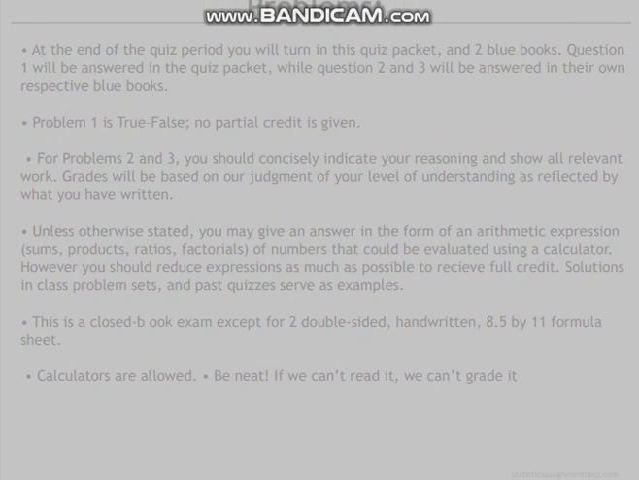Problems: sums, products, ratios, factorials of numbers that could be evaluated using a calculator. However, you should reduce expressions as much as possible to receive full credit. Solutions in class problem sets and past quizzes serve as examples. This is a closed book exam except for 2 double-sided, handwritten, 8.5 by 11 formula sheets. Calculators are allowed. Be neat. If we can't read it, we can't grade it.